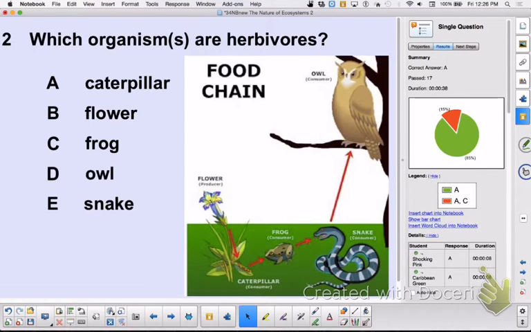C is the frog. Okay, the frog in this case is not an herbivore. He's not eating plants. What is he eating? Caterpillar. Yeah, he is eating this caterpillar. This caterpillar is coming to him. So he's not an herbivore. He is a what? He's a carnivore. If he's eating an animal, then that makes him a carnivore, right? Okay. So there's some other ones there, but I think you guys get that.